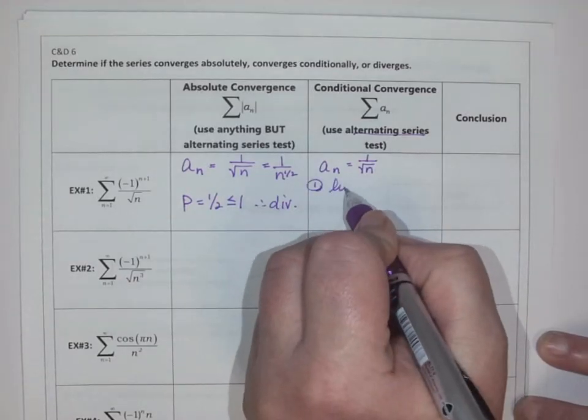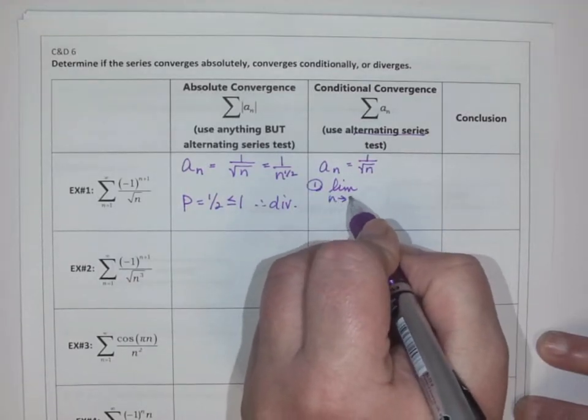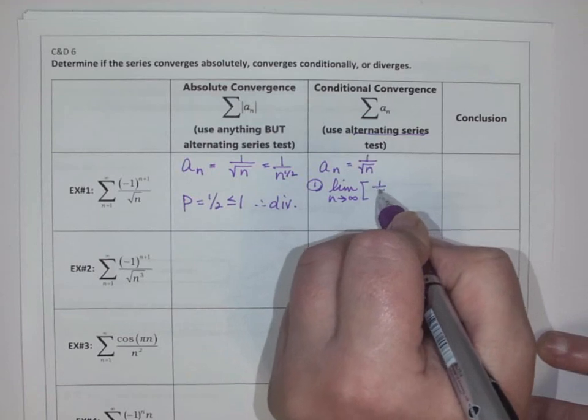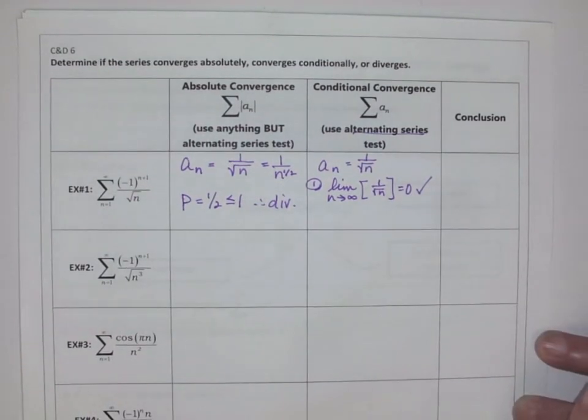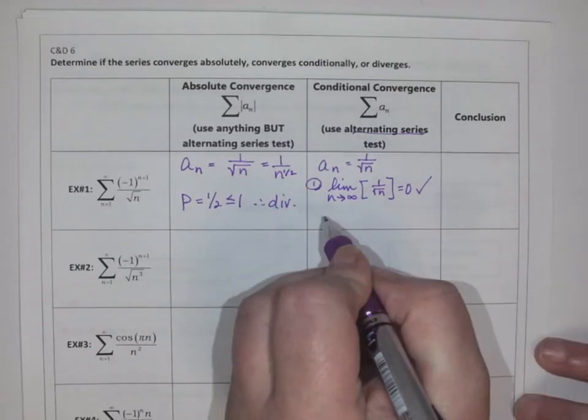So our first condition is that the limit as n goes to infinity of 1 over the square root of n is equal to 0. Well, that is true. It's bottom heavy. So that condition is met.